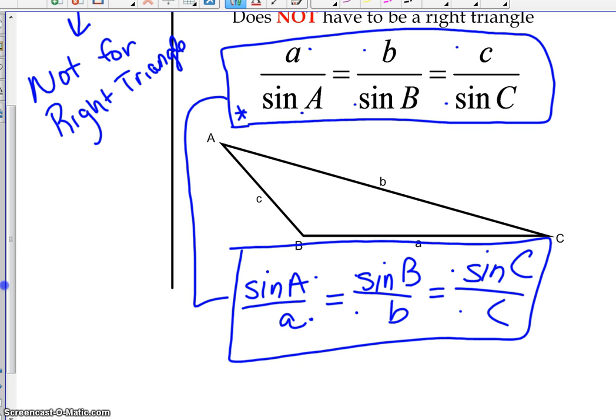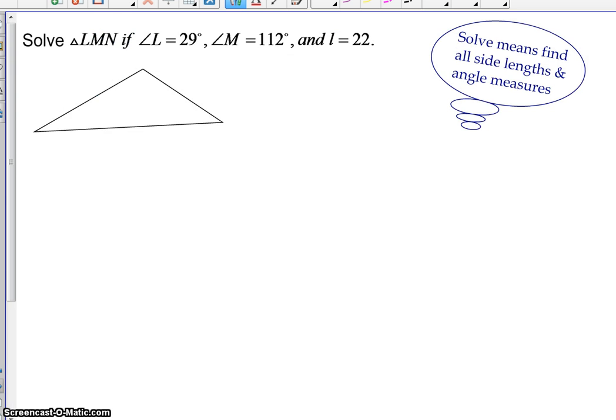So in all the fractions, the sides either have to be all in the denominator or all in the numerator. So I wanted to make that mention. So let's look at an example. We're solving a triangle. If you remember, solving a triangle means we're going to find all the side lengths and all the angle measures. So that's important to note that we're going to solve it.